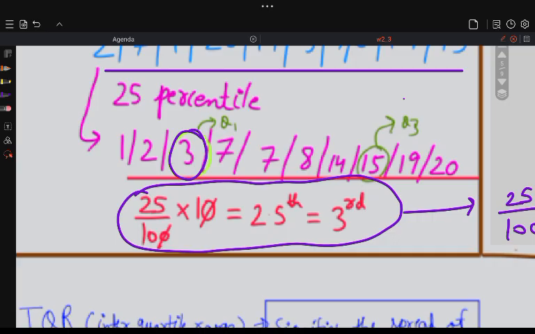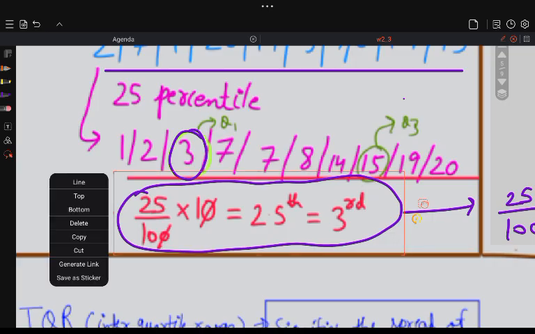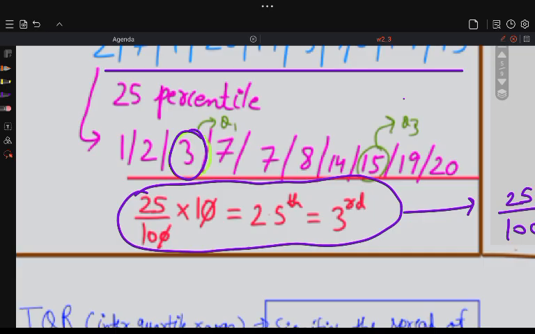So by unitary method, 25 divided by 100 into the number of students in the class, right? So we arrange the data in ascending order to find the position of the 25th percentile data. In these 10 students, we will calculate by unitary method. 25 by 100 into number of students, that is 10, comes out to be 2.5. So the 2.5th position will be of the student who scored 25 percentile after arranging the data in ascending order.